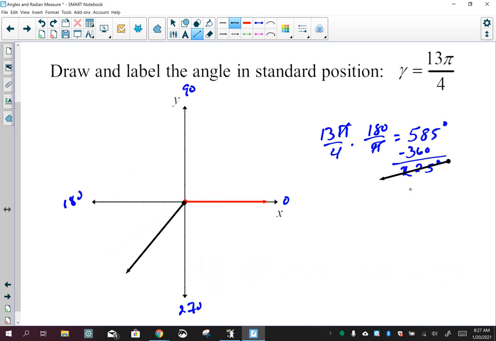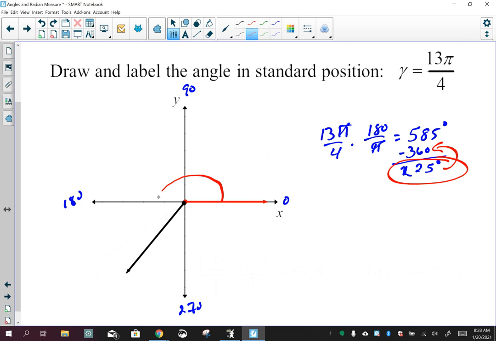However, 225 is not your answer. Okay, 225 just gets us to where this is at. What we have done is that we also have to bring back in that 360. So we are starting here on the initial side, and we have to go one full revolution, not revelation, one full revolution around the circle. Now I can go to my 225 degrees, which is right there, and stop.